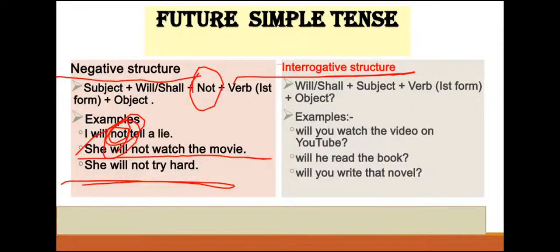Let's move on to the interrogative structure, which starts with the helping verb. Actually, all interrogative structures start with helping verbs, but right here the specific helping verbs are will and shall, plus subject, plus first form of the verb and the object. This is just like the affirmative version, but what you have to do is place the helping verb at the beginning of the sentence.